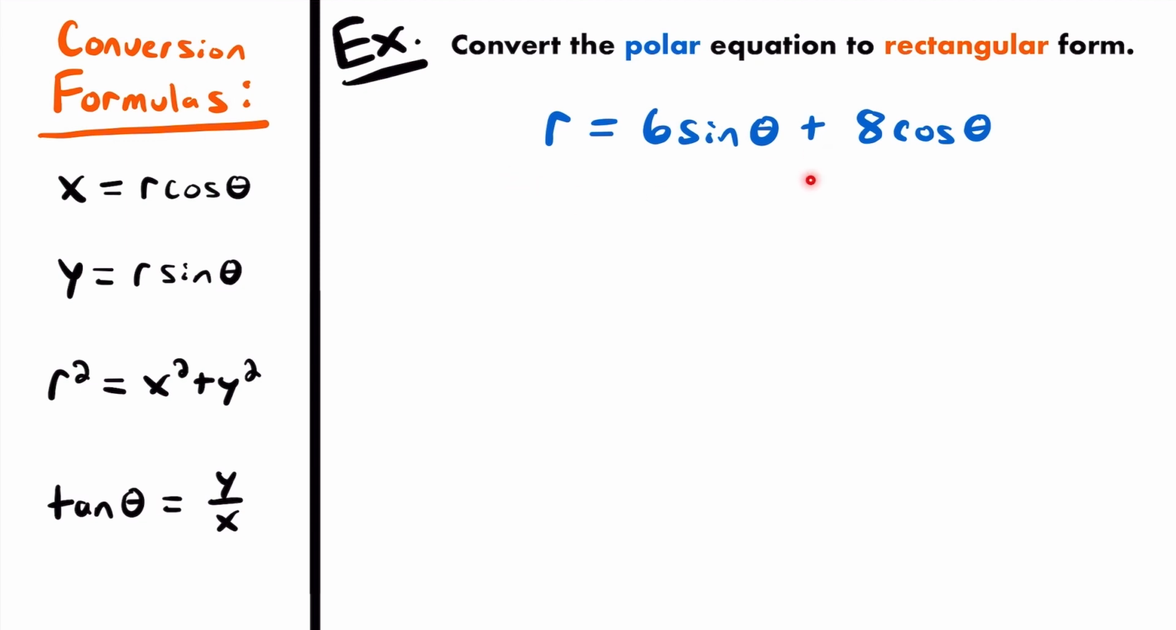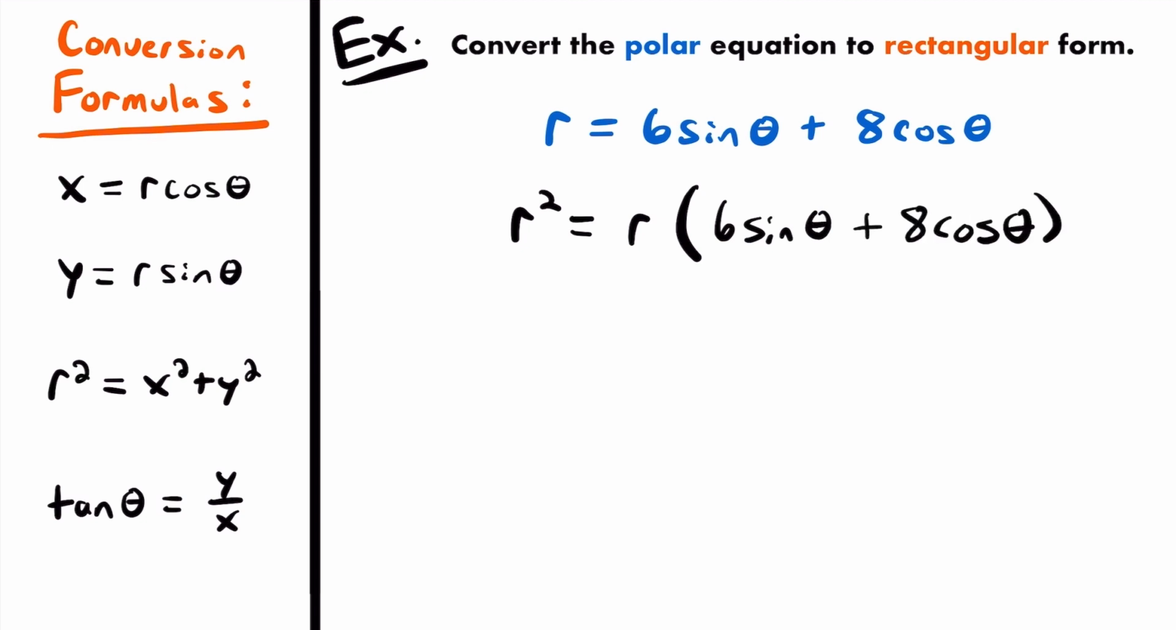If we multiply both sides of the equation by r, we'll have r squared is equal to r times 6 sine theta plus 8 cosine theta. But now let's distribute this r through this quantity. We'll have r squared is equal to 6r times sine theta plus 8r times cosine theta.